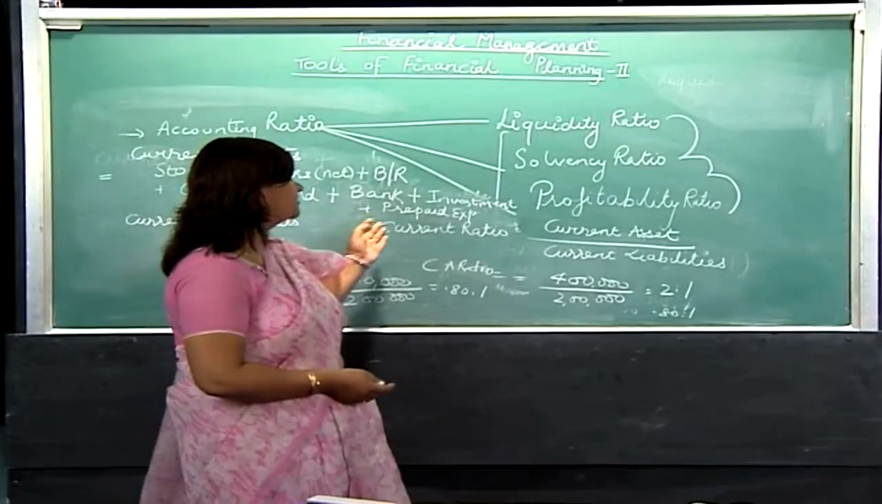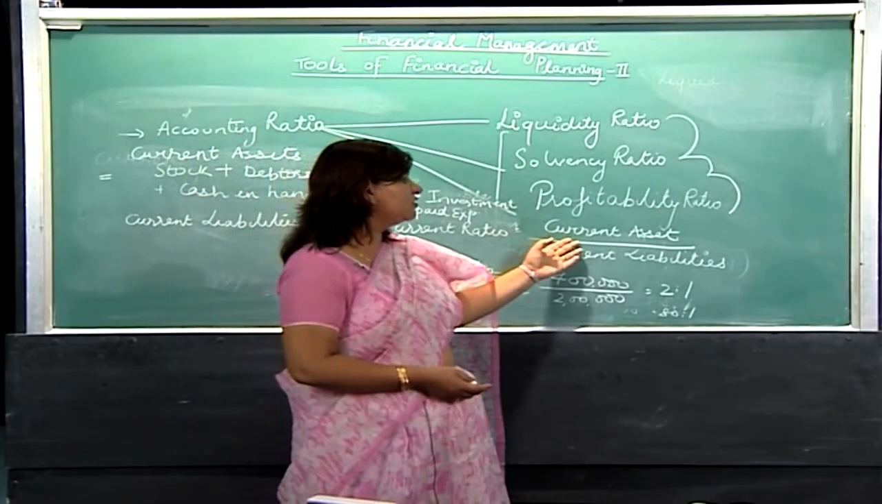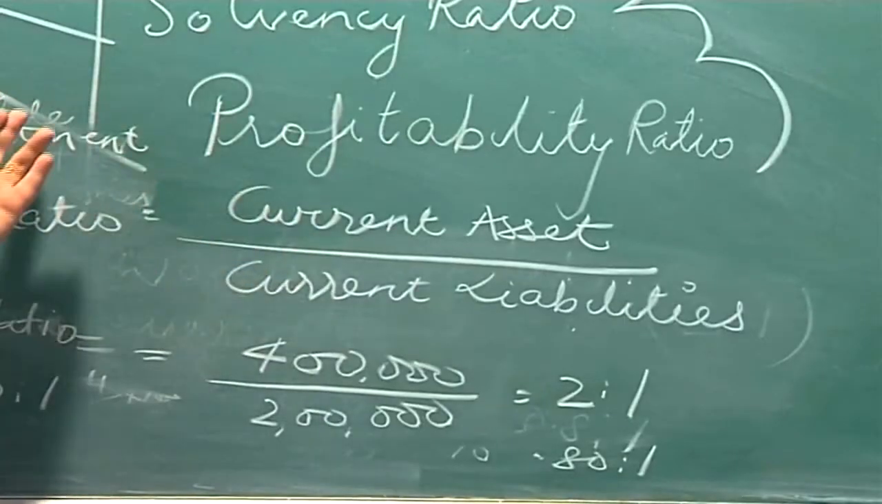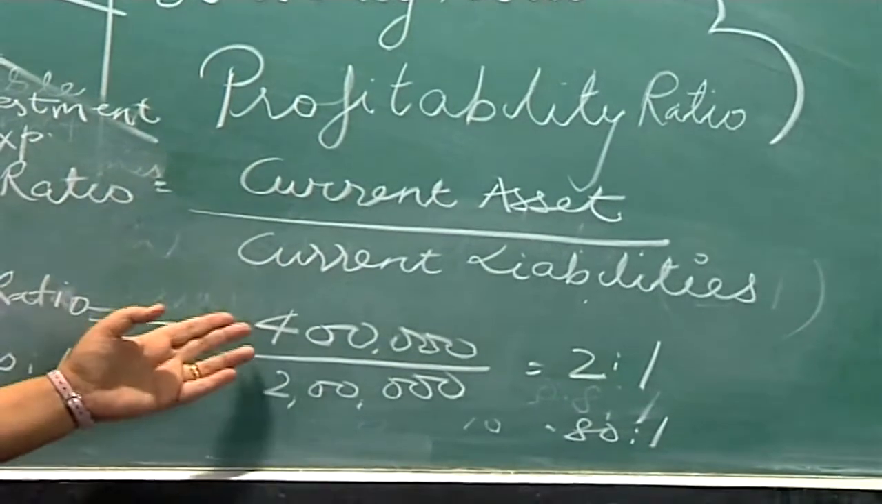So these current assets together will give us the figure of the current assets which we have to use in the numerator. Imagining it to be 4 lakh, we will write current assets as 4 lakh.